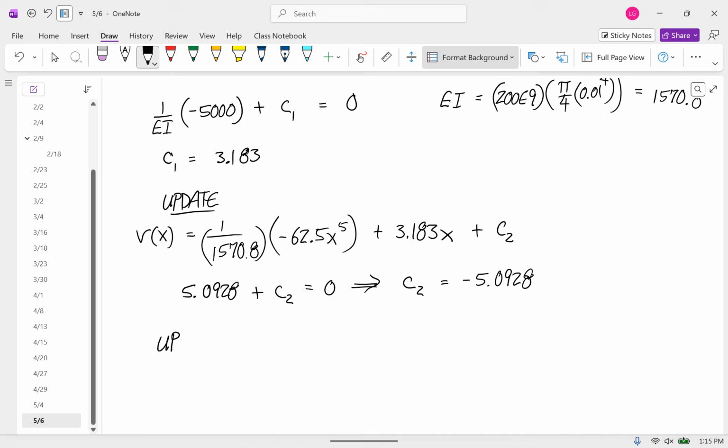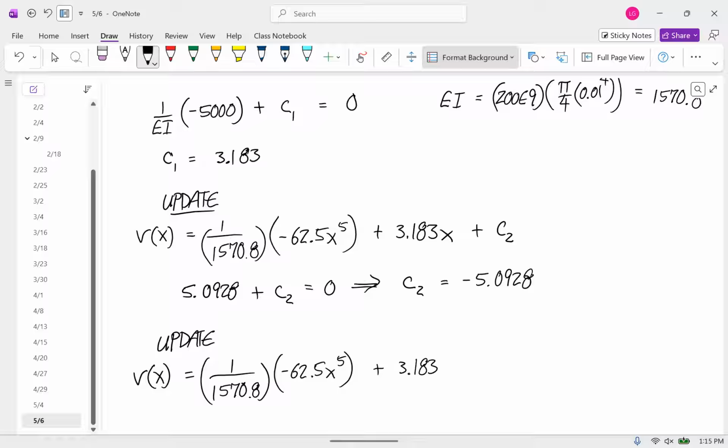We'll update our function, and we get that V as a function of x is equal to 1 over 1570.8 times the quantity negative 62.5 x to the 5th plus 3.183 x minus 5.0928.